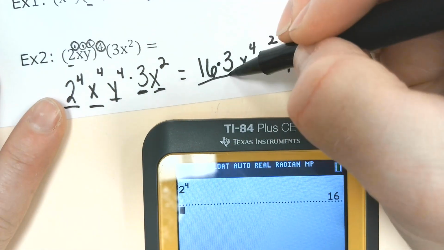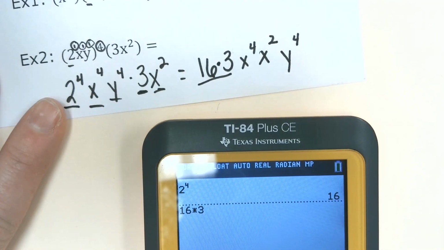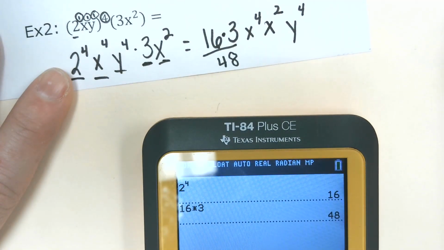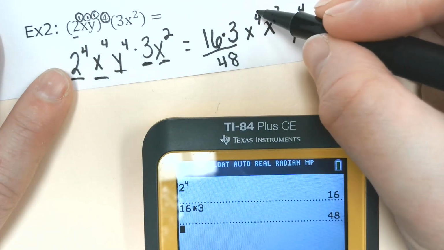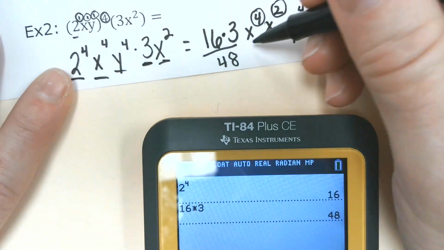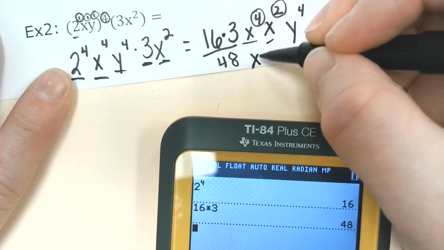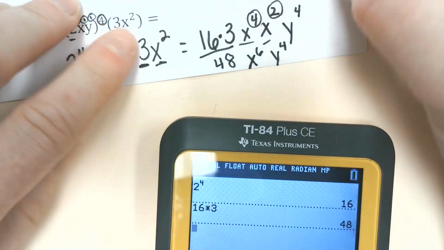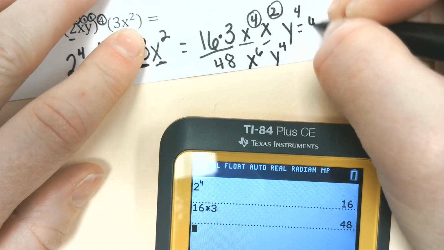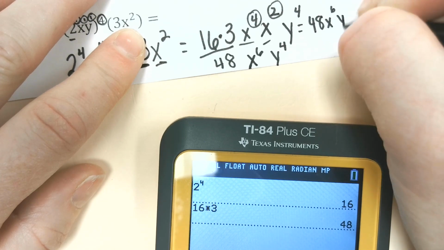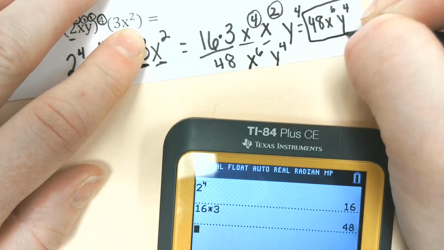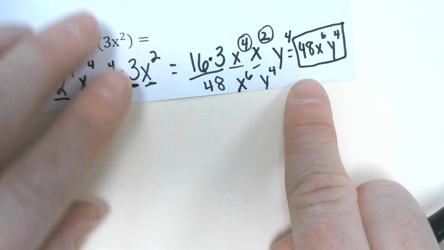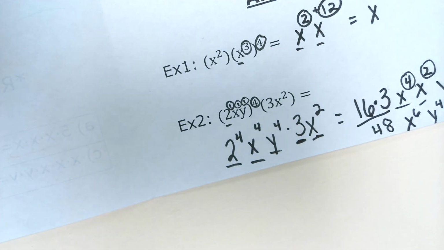So now multiply your coefficients. So 16 times 3, 48. And then we add our exponents of like bases. So x to the 6, and then y to the fourth. I don't like how that looks. 48, x to the 6, y to the fourth. Okay, go ahead and glue this in the next page of your journal.